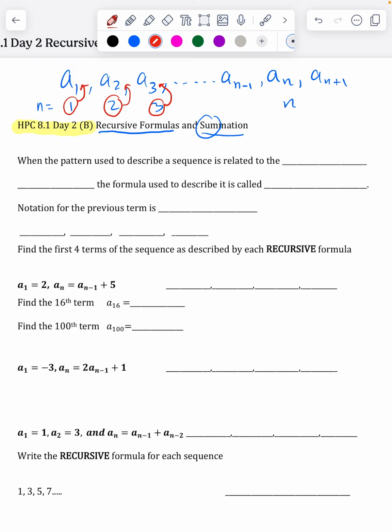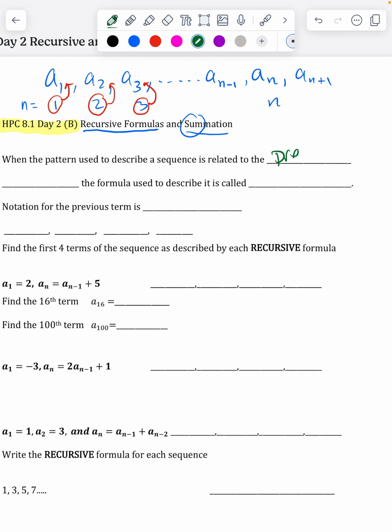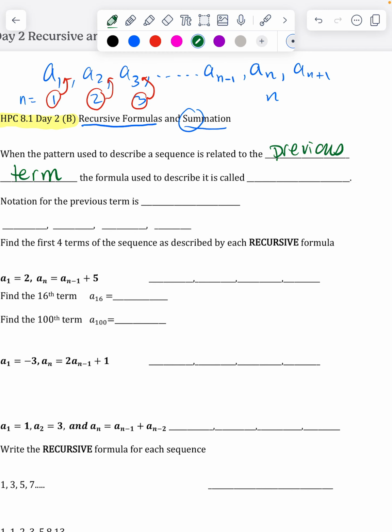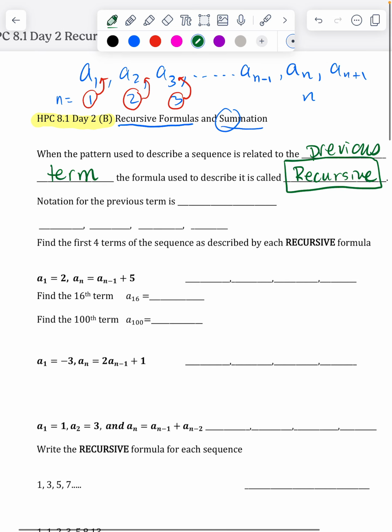That's actually harder than what we're doing today, because today we're going to do when the pattern used to describe a sequence is related to the previous term. So instead of trying to figure out how to tie it back to the term number, you just look at the number before it, which was easier yesterday too. You'd be like, oh, you just add 2, you just do this, you just do that. So this should be easier. The formula used to describe it in this way, where you're saying, take the number before it and do this to it, is called a recursive formula. So recursive versus explicit. Explicit, you plug in the term number. Recursive, you build on the previous term.